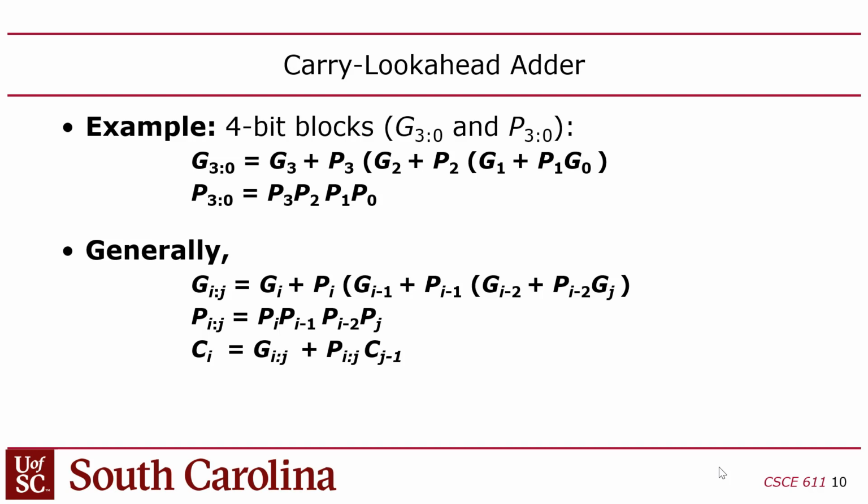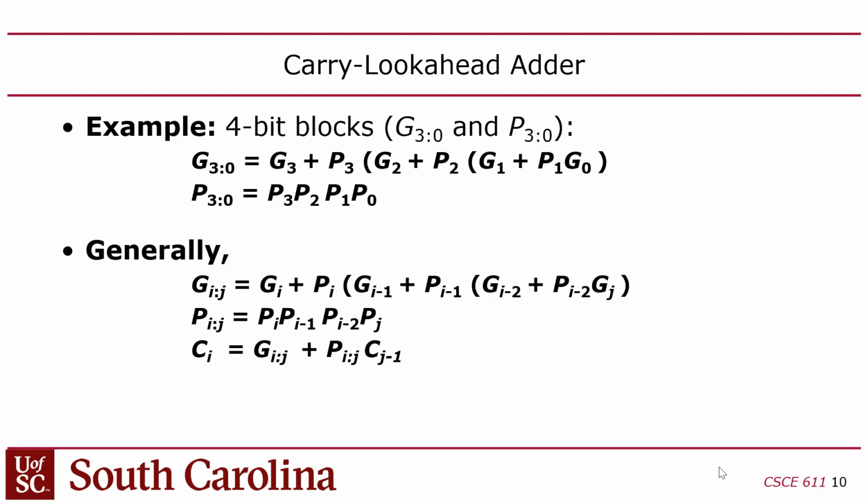So this way you can calculate the carry in to bit I, which for example might be bit 8. You could calculate that from the generate of bits 7 down to 0, or the propagate of 7 down to 0 and the carry going into bit 0, which in this example would be the original carry.